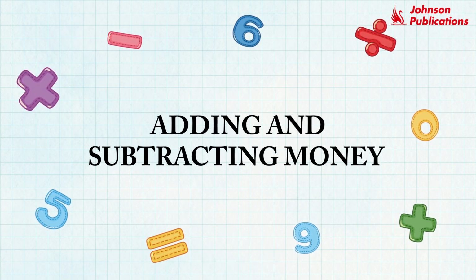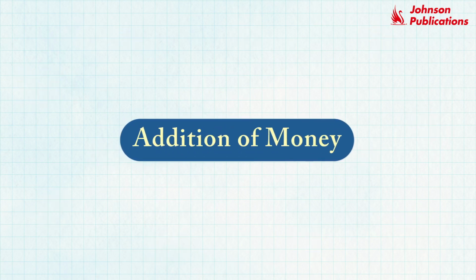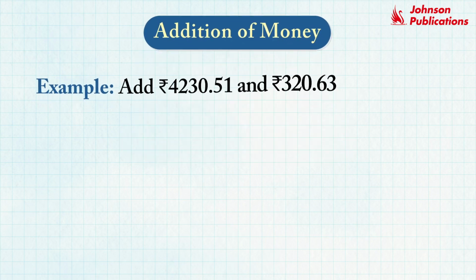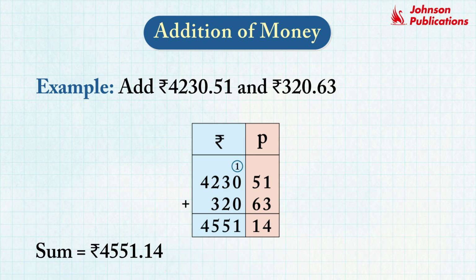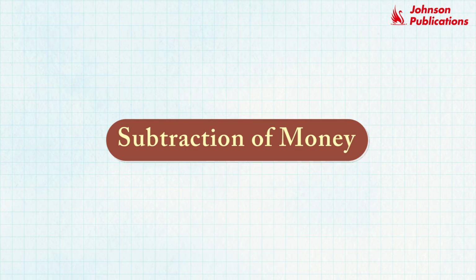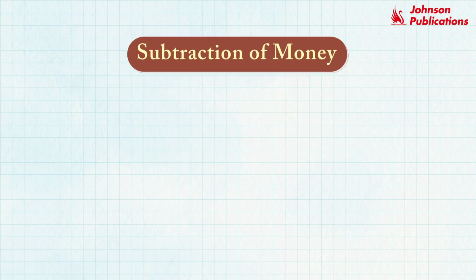Adding and subtracting money. While adding money, we always add rupees to rupees and paise to paise. Example: add rupees 4230.51 and rupees 320.63. By adding money into their respective columns, we get rupees 4551.14. While subtracting money, we always subtract rupees from rupees and paise from paise.